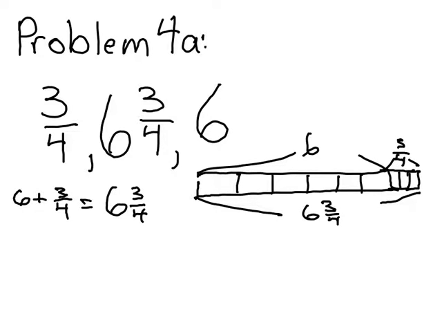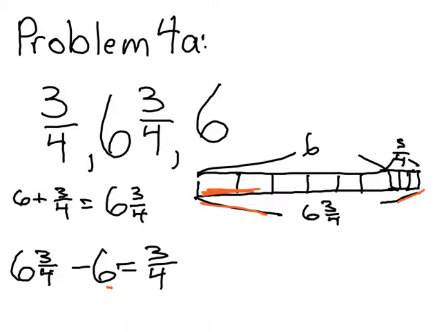That's pretty straightforward. Next one is the subtraction problem. We're going to take 6 and 3/4, and we're going to subtract. This time I'm going to subtract 6, and that equals 3/4. And I can show that here in my tape diagram. Let's do it in orange. If I'm going to take the 6, here's my 6 and 3/4. I'm going to take 6 away.